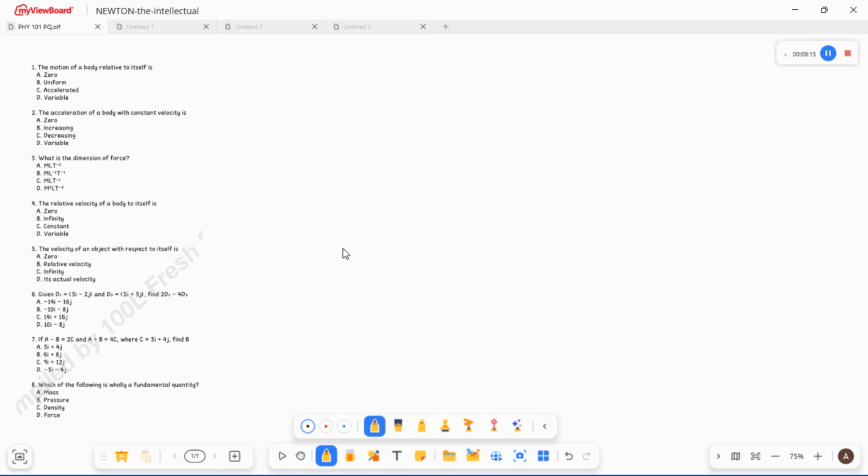Now, number 7, we have A minus B. If A minus B is equal to 2C and A plus B is equal to 4C, where C is equal to 3i plus 4j, they said we should find B. So we have two equations. Equation 1, A minus B is equal to 2C, right? And then equation 2, A plus B is equal to 4C. So what we're going to do very quickly is find B. And to do that, we have to first make A the subject of the formula. So we can substitute A into the second equation. This is what I mean, right? So we have A minus B is equal to 2C, right?